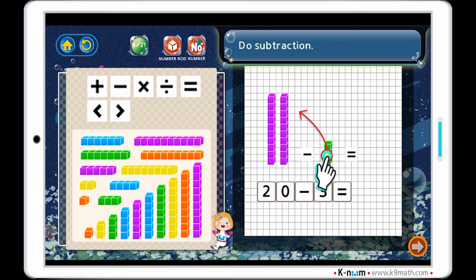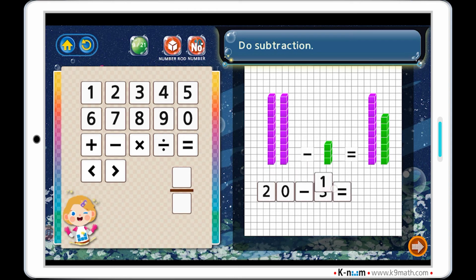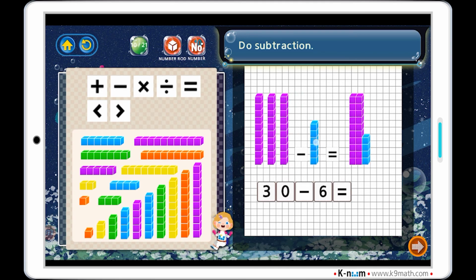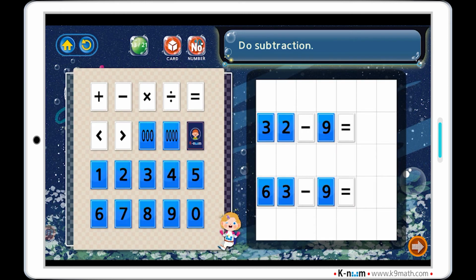Find the difference. Find the subtraction. We round down 32 to 30, or, round up 9 to 10. 32 minus 10 plus 1 is equal to 23.